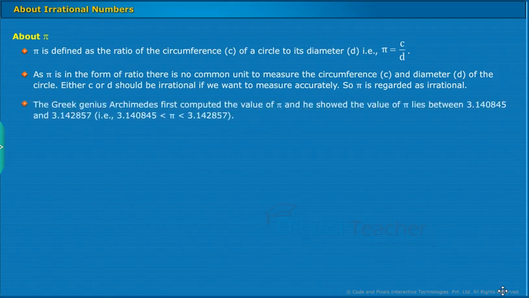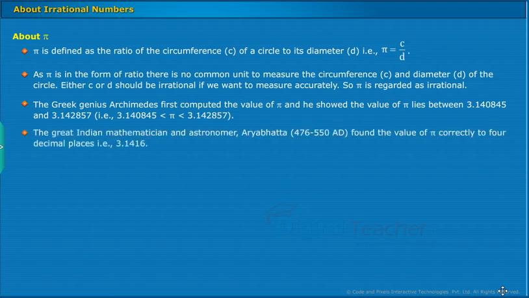The Greek genius Archimedes first computed the value of pi, and he showed the value of pi lies between 3.140845 and 3.142857. The great Indian mathematician and astronomer Aryabhatta, 476 to 550 AD, found the value of pi correctly to 4 decimal places, that is, pi equal to 3.1416.